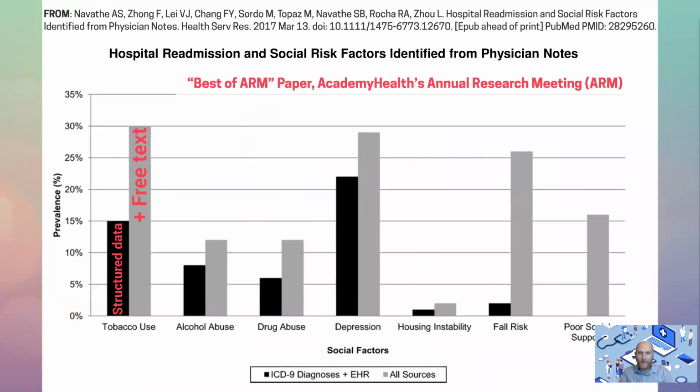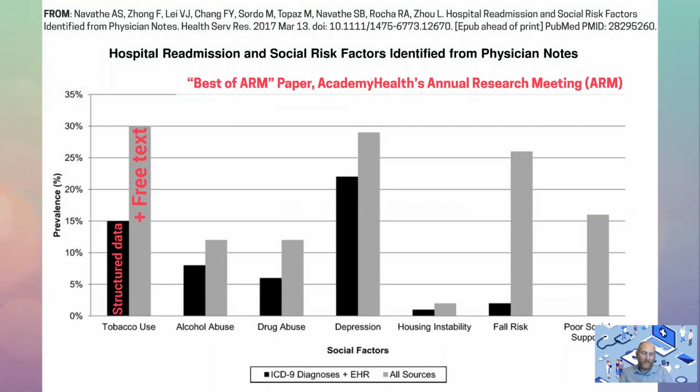And this is an extract from another study that we did in order to identify social risk factors in physician notes related to hospital readmissions. The black bars represent the amount of information that would come from the structured data. You can look at the first example of tobacco use. In tobacco use and smoking status, when we looked at only patients' problem lists, we would find that about 15% of patients are smokers.